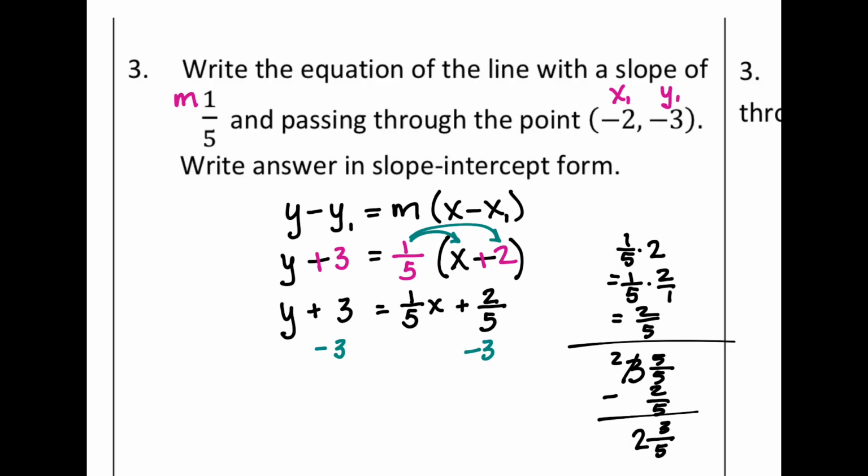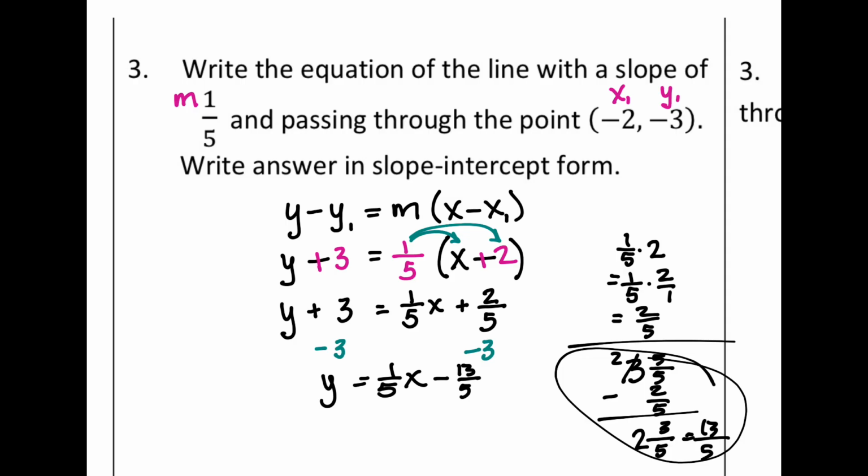Okay, then you have to change it back to an improper fraction, so that would be 13/5. Okay, so y equals 1/5 x minus, because 3 was bigger, -13/5. It will be negative, and there you go. Okay, this process down here, different teachers have taught it different ways. That's one way to do it. Okay, let me show you the way I do it.